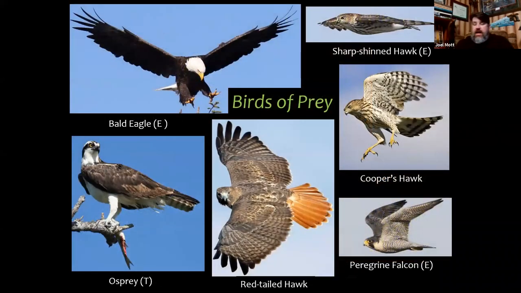Birds of prey, the last say 15, 20 years, we're seeing a lot more bald eagles, particularly ospreys too. Yesterday afternoon, I saw a really large red-tailed hawk flying in the air. The sharp-shinned and the Cooper's are both smaller hawk species. I've seen them both in the area. And then of course the peregrine falcon. So we've got a number of these large birds of prey.